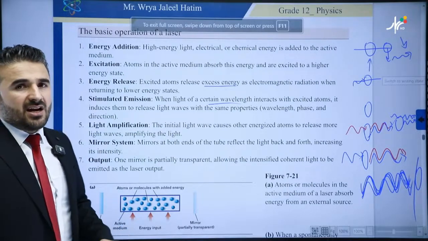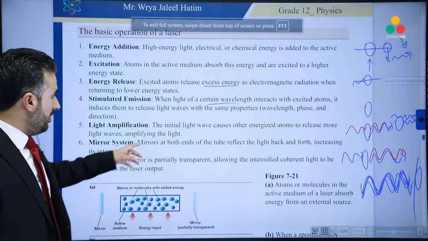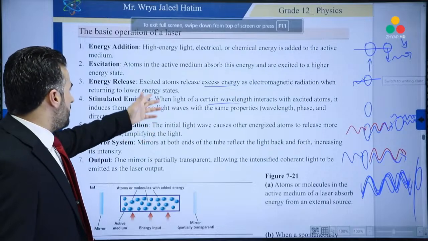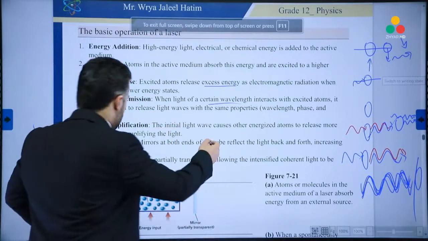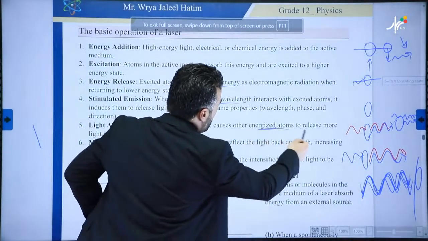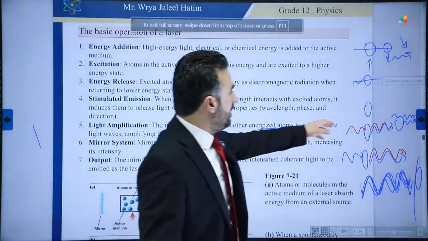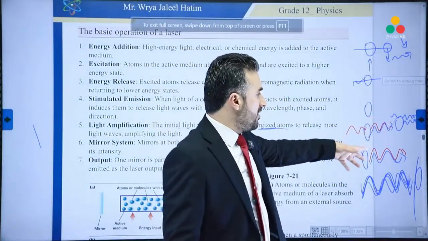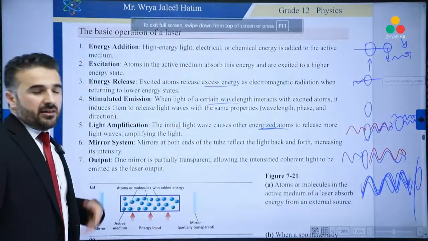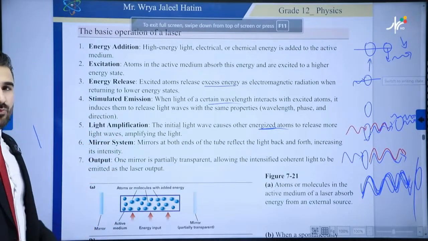Then after that we have light amplification. I think that is obvious: amplifying it, making it bigger. How can we do that? The initial light wave causes other energized atoms to release more light waves. So one electron releasing an electromagnetic wave then becomes 2, then 4, then 8, then 16, and it increases more and more. This process is called amplification here.